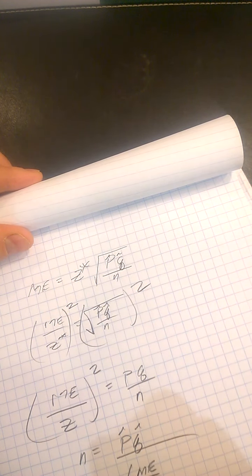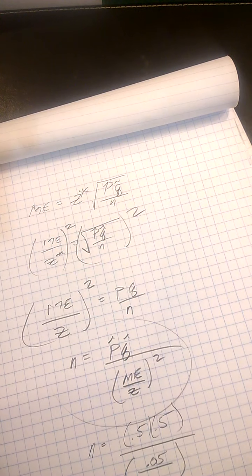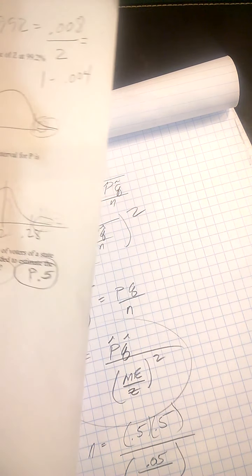In this situation, as you might have noticed in your book, when in doubt, and there's no proportion given, we're going to use a proportion or a probability of 0.5. And so n is equal to 0.5 times 0.5. We know what the margin of error is. It gave that to us, which was 0.05. But we don't know the value of z.